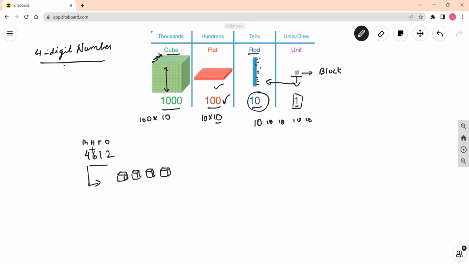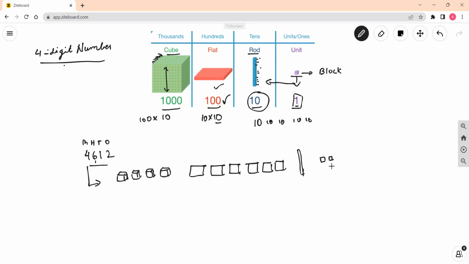And here, how many hundreds are there? 6. So we need 6 flats. How many flats do we need? 6 flats to represent 600. Okay. And how many tens are there? Only 1. So how many rods do we need to represent 10? Only 1 rod is enough. And how many ones are there here? 2. So we just need 2 tiny blocks to represent this 2.